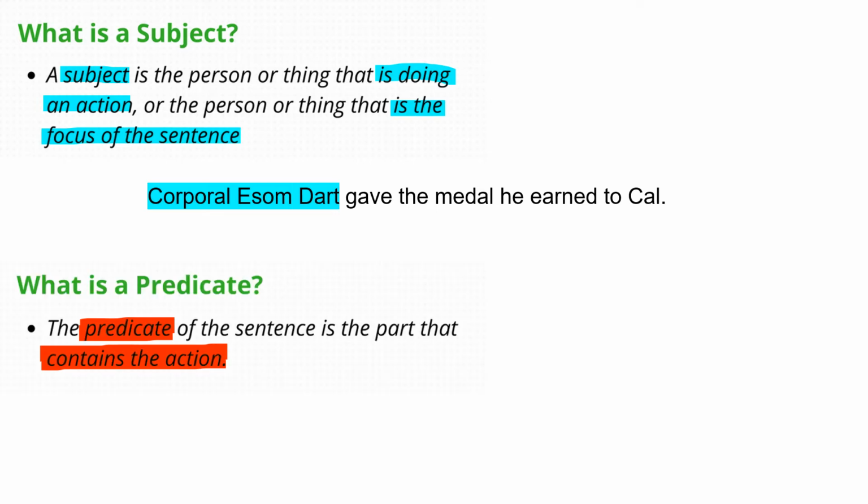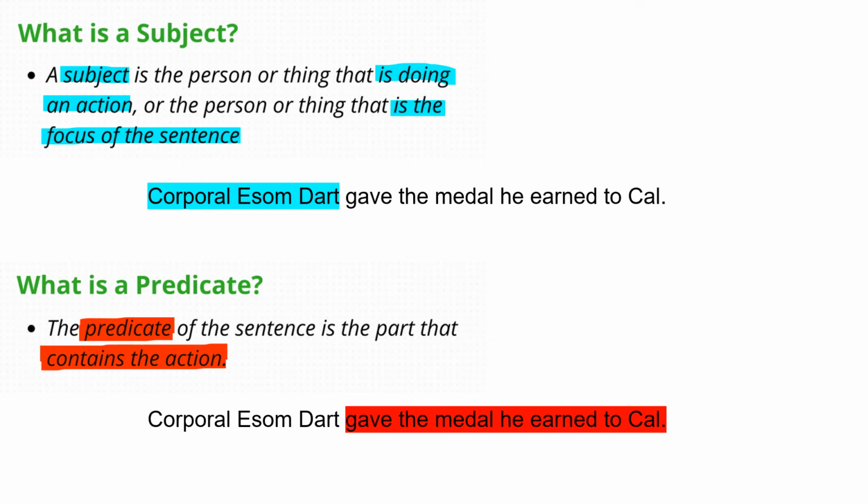What is a predicate? The predicate of the sentence is the part that contains the action. So in the same sentence, gave the medal he earned to Cal is the complete predicate because it is what the subject, Corporal S.M. Dart, is doing.